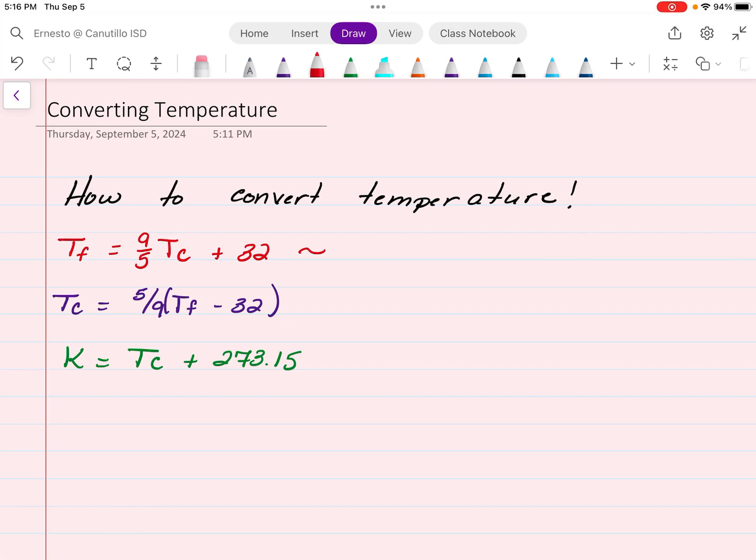Hey guys, here's your next instructional video. I want to make sure we all understand how to do this. We're going to go over how to convert temperature.